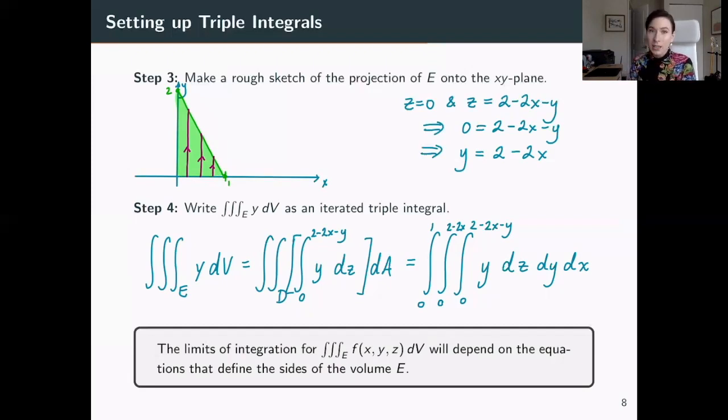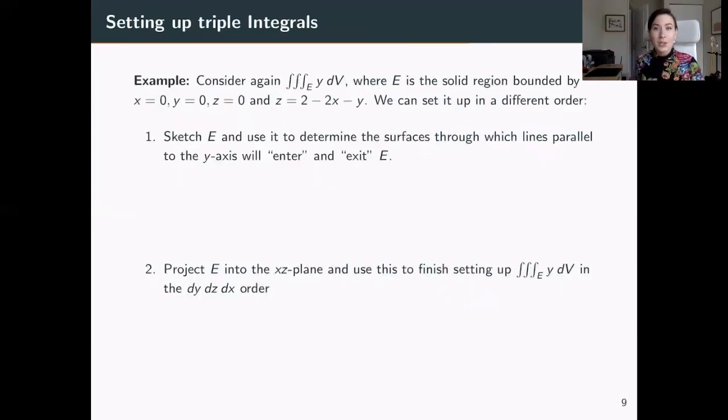On the next slide, we're going to do the exact same problem, but instead of starting with z, we'll start off with another variable. So here we're dealing with the same volume that we're integrating over. It's the exact same region, E, in three-dimensional space. But here, we're going to set it up so that our first variable of integration is going to be the y variable rather than the z variable.